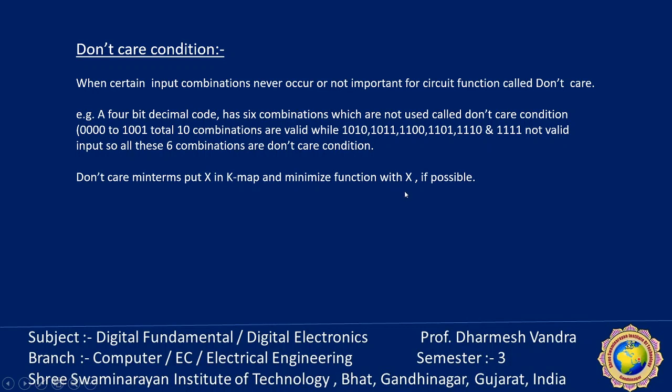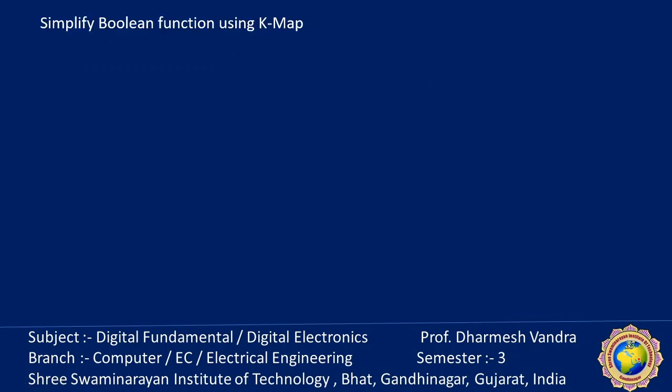For don't care minterms, we normally put an X in the K-map, because to simplify we can include an X if possible or if required, but it is not compulsory. Remember that thing: all minterms are required, which are compulsory, but it is not necessary that we include all the don't care minterms to simplify the Boolean function. Let's take some examples so we can understand how the don't care condition is useful to simplify any function.